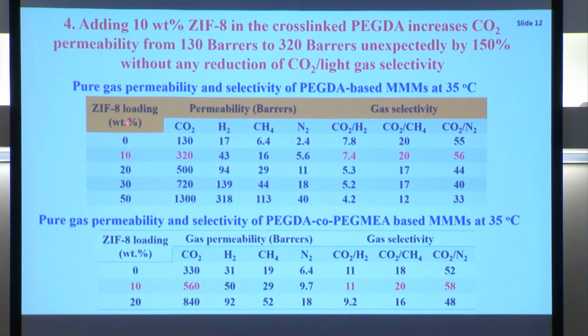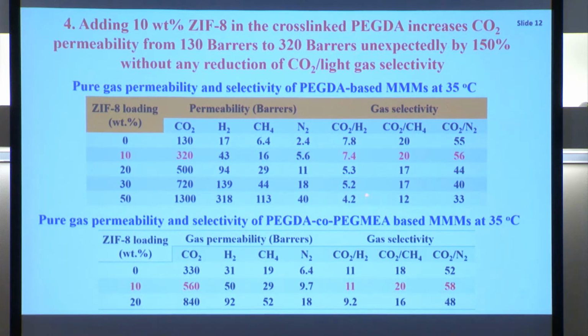But if 10% of ZIF-8 is loaded in the membrane, the CO2 permeability is increased dramatically from 130 to 320. So the permeability of CO2 is increased by 150%. But the gas selectivity of the three is similar to the original. That means 10% ZIF-8 loading is a good choice to increase the permeability dramatically.